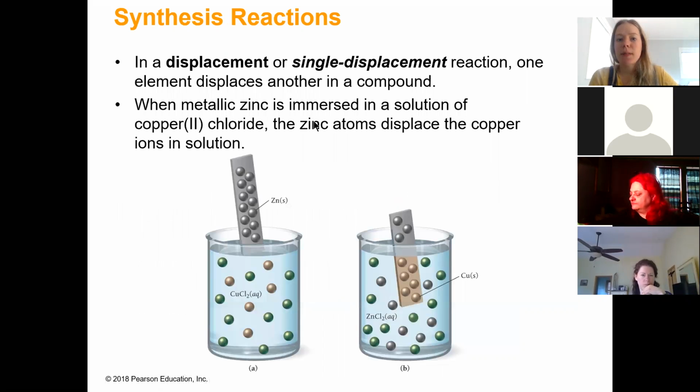Here is a single displacement. So I've got copper chloride, and these are in an aqueous solution. And then I've got this zinc bar. And what I do is I stick the zinc bar in and the chlorine is more attracted to the zinc than it is to the copper. So we will start to form zinc chloride in solution and poor copper ends up getting deposited on the zinc stick. So the zinc and the copper flip-flop spots.